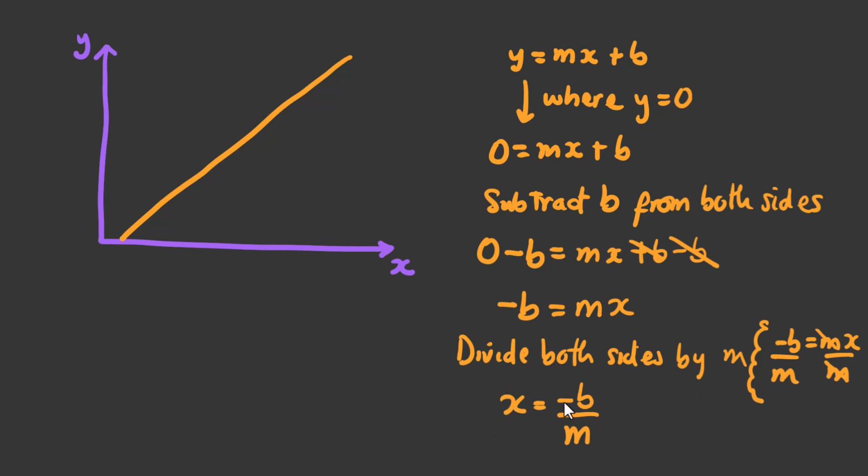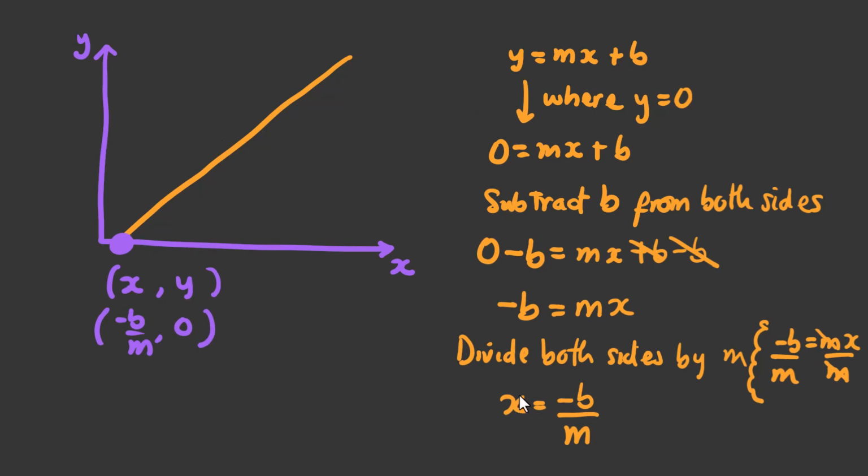Therefore, we have just one solution to this expression, which is found on our graph right over here, at this point where our x value is minus b over m, and our y is equal to 0 for our linear equation on this graph.